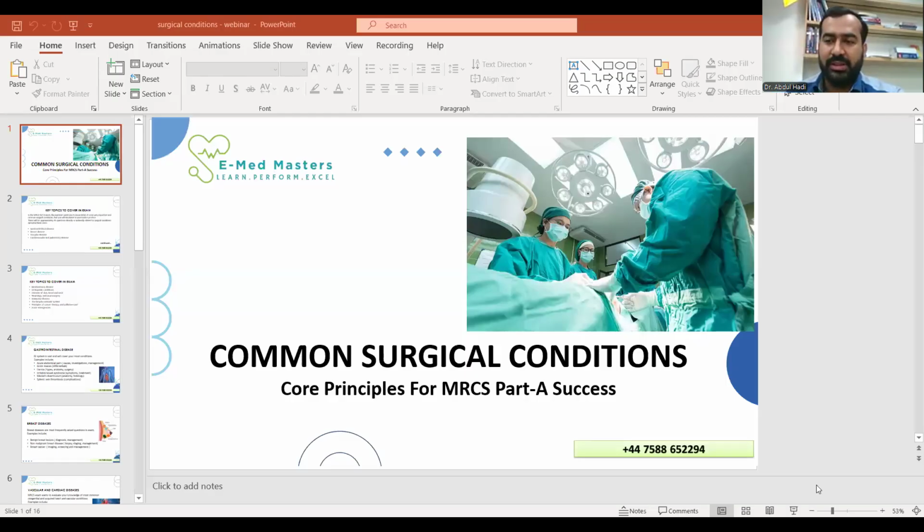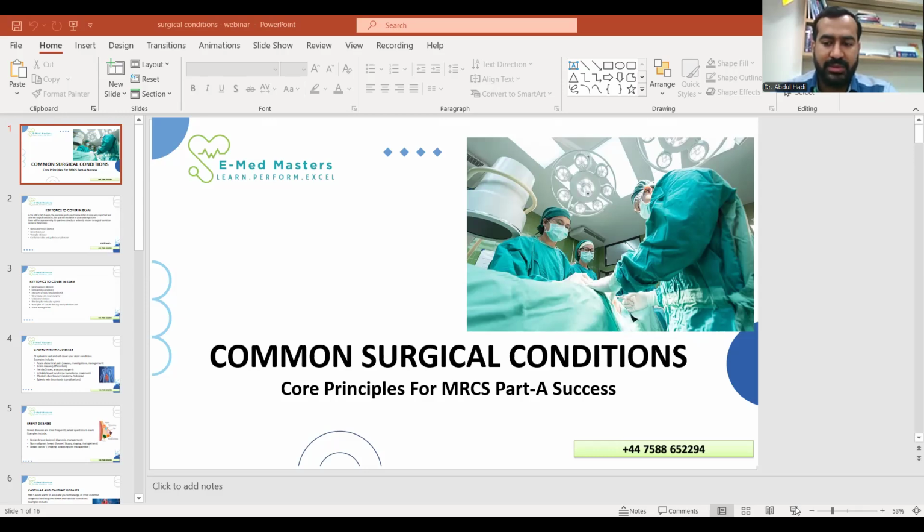Today, we are going to discuss common surgical conditions which normally come in our MRCS Part A exam and which every candidate must know before sitting in his or her exam. These are very basic conditions, and I have taken them from the very syllabus that the Royal College has displayed on its website. By noting these conditions, you can guess what type of pattern and what kind of conditions you will face in your exam. So we're going to start now.